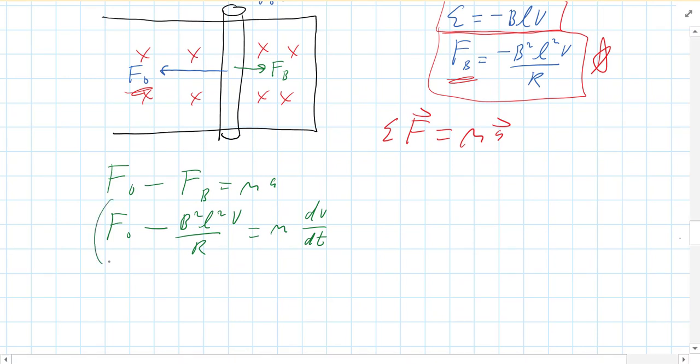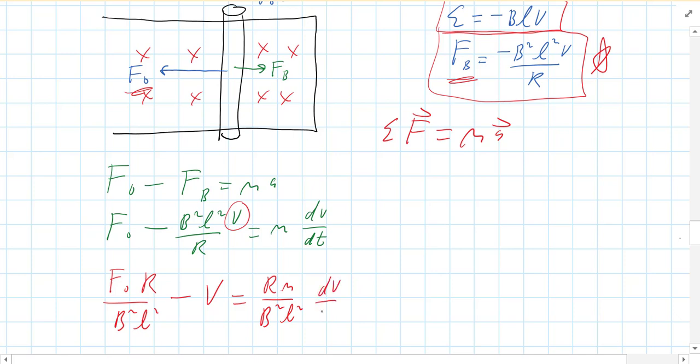So basically what I'm going to do for the algebra, there's a lot of ways you can do this. I try to get it so that the V doesn't have any coefficient in front of it. So I'm going to multiply all three of my terms by the reciprocal of this fraction. So my first term is F naught times R over B squared L squared. Then I got a minus V, and that equals Rm over B squared L squared dV dt.